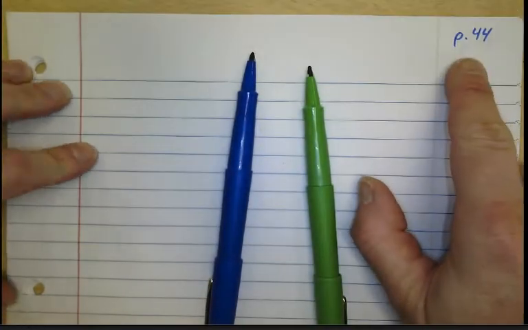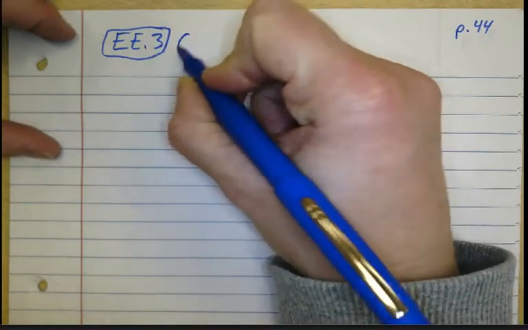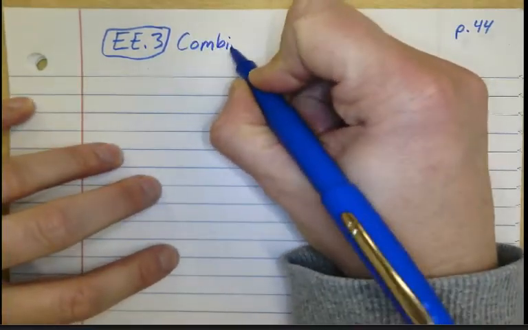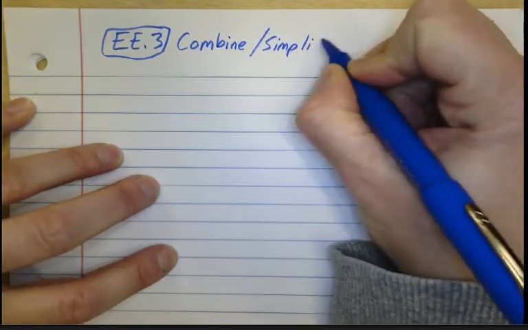This is page 44 in our notes. My colors are blue and green. This is actually going to take up 2 pages, so it's going to be 44 and 45 in our notes. This is standard EE3. There are lots of parts to this standard. First off, we're going to learn how to combine and simplify.